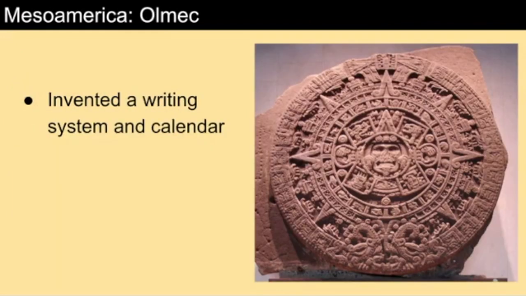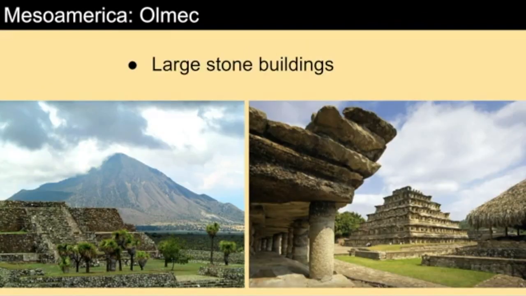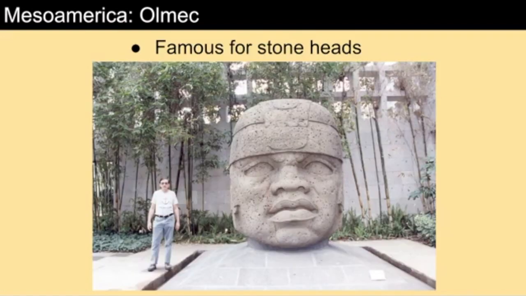The Olmecs were clever in a lot of other ways too. For example, they invented their own writing system like most early civilizations, and they came up with a super advanced calendar. These calendars will be improved upon by later civilizations, most famously the Maya, which may be why this looks familiar to you guys. Again, keeping with the pattern of other early civilizations, they built large stone buildings, and they're probably most famous for building gigantic stone heads of important people within their societies.